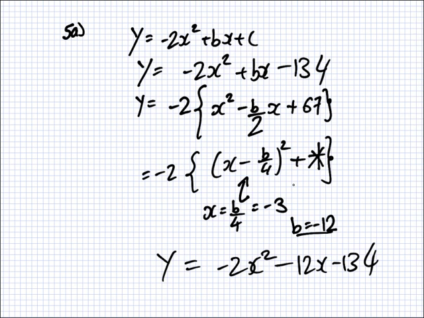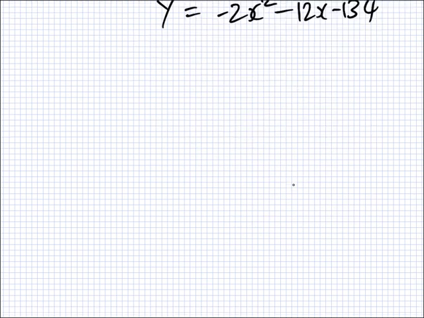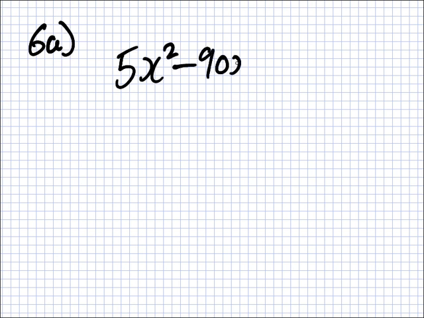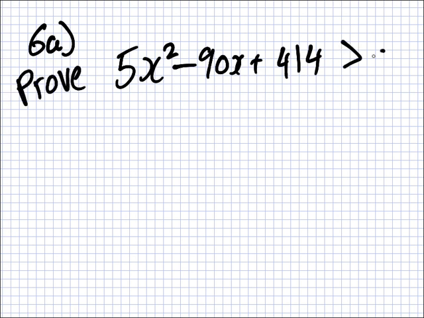Okay, we got that? Yep. All right, let's have a look at 6a now. Right, 6a. 5x squared minus 90x plus 414. No matter what value of x you put in, your answer will always be positive. And you can see this. You put in 0, you get 414. You put in 1, you get a positive number. You keep getting positive numbers. And what we want to do is to prove that this is always positive.